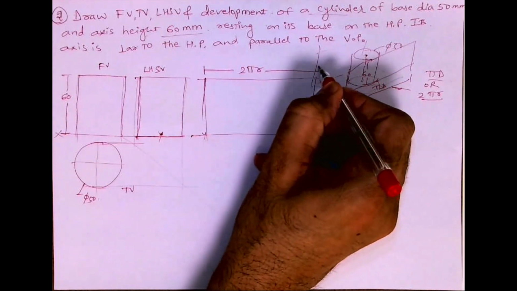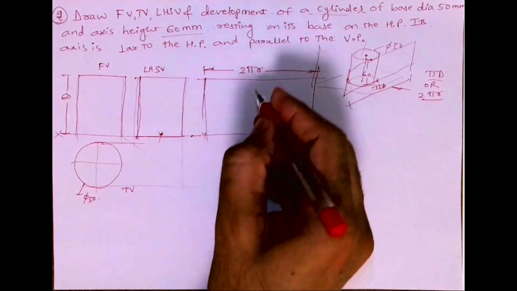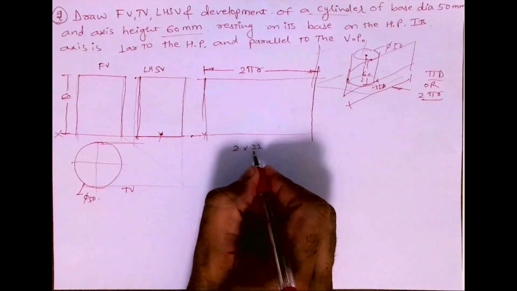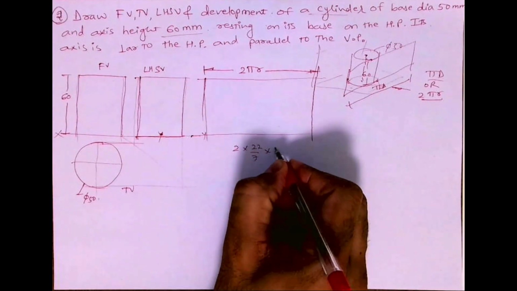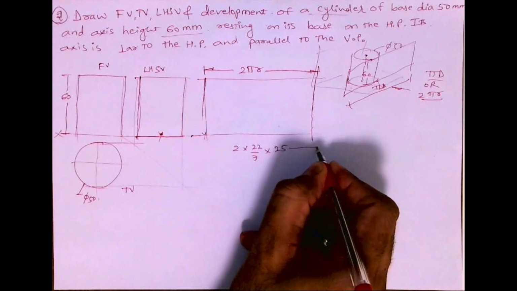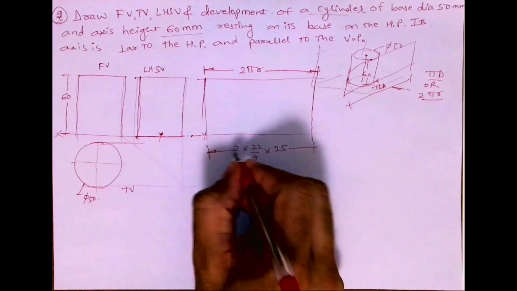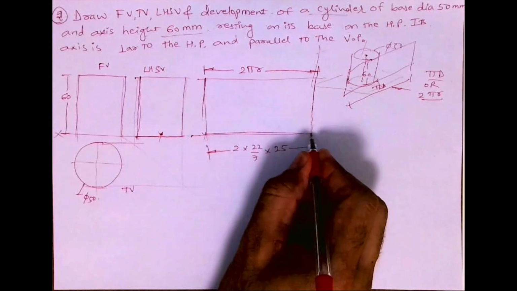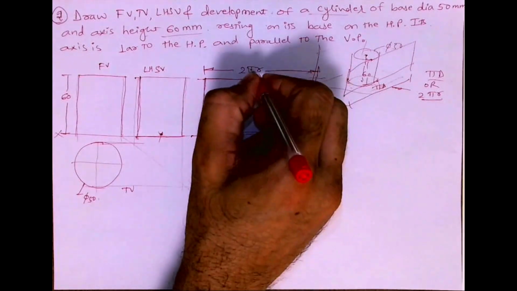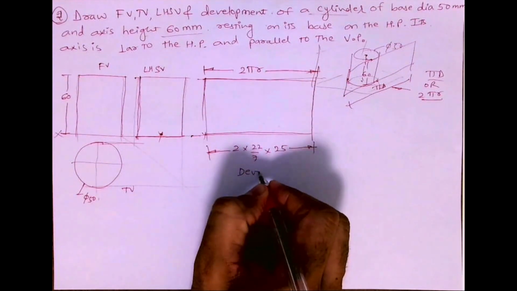So this way we can do development. So 2 into 22 by 7 into radius, which is 25. So whatever value comes, that you will put it over here. So I hope you people have understood front view, top view, side view and development. Thank you.